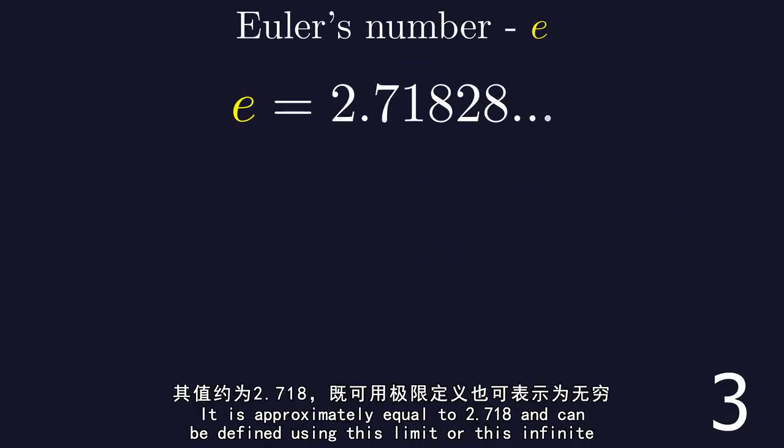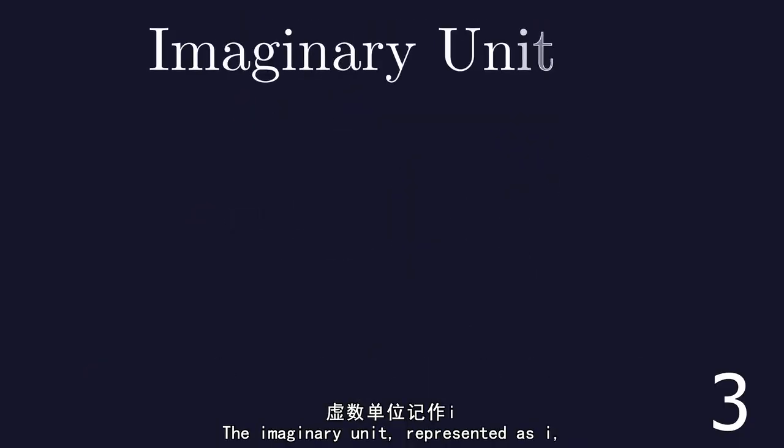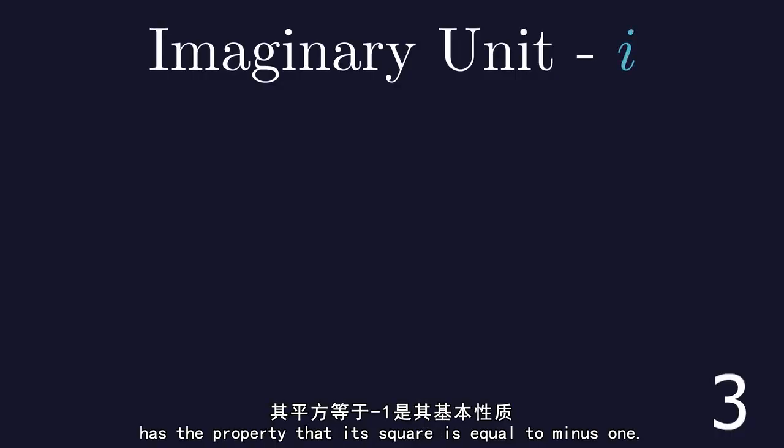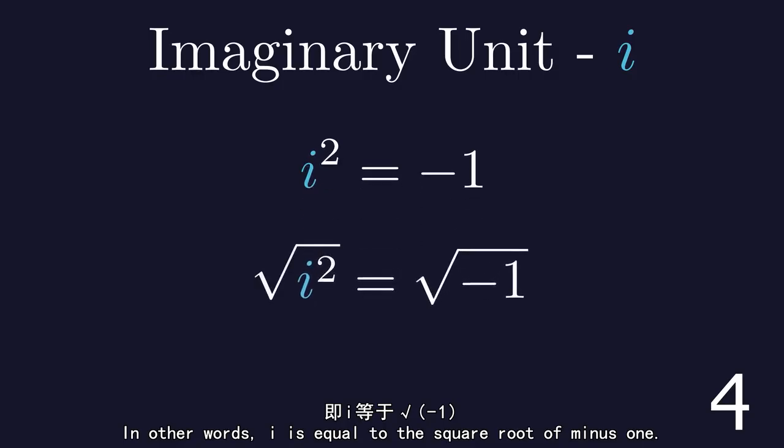It is approximately equal to 2.718 and can be defined using this limit or this infinite sum. The imaginary unit, represented as i, has the property that its square is equal to -1. In other words, i is equal to the square root of -1.